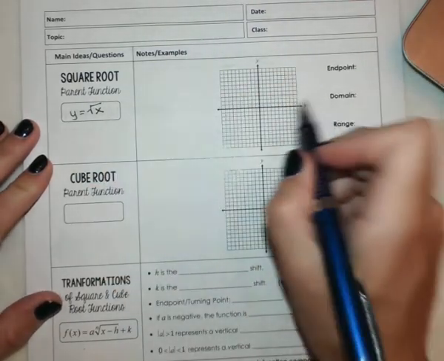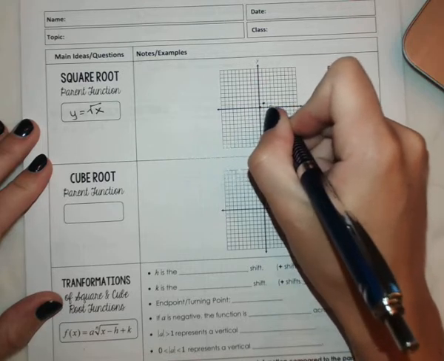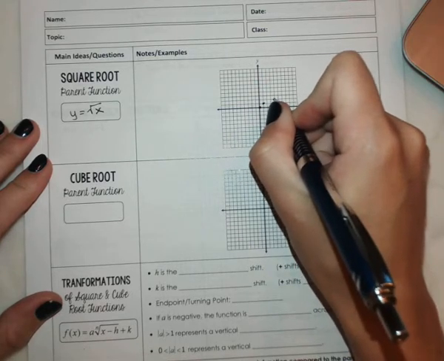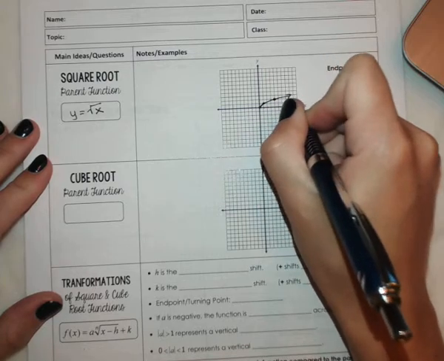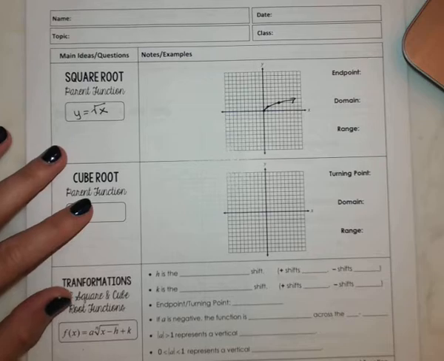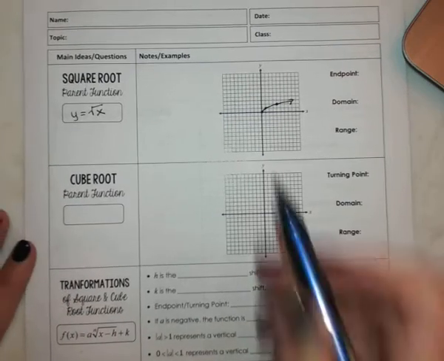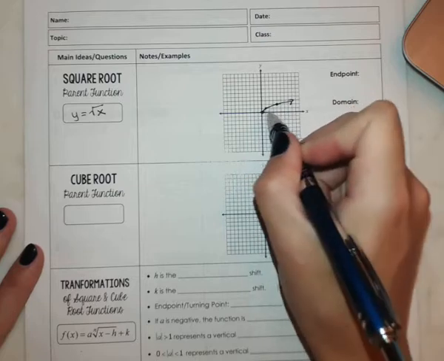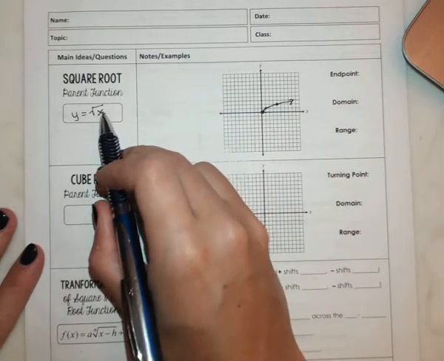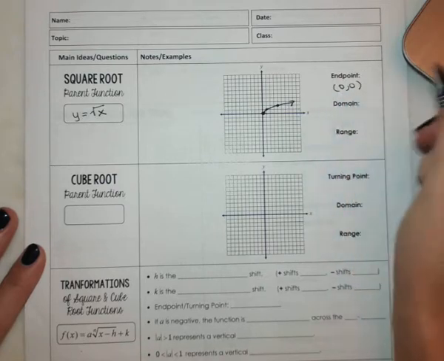Then I'm just going to click two points on the screen, 1, 1, and then 4, 2 is another point, and I'll connect those. Remember, I'm not going to have you graphing by hand, so just graph it in Desmos to see the general shape. Alright, so the endpoint is always going to be this point right here. Notice our parent function of a square root is a curve in quadrant 1. So our endpoint is 0, 0.